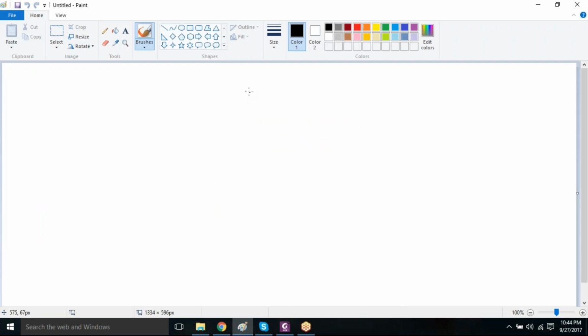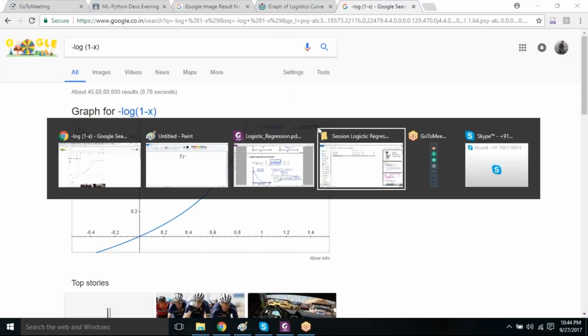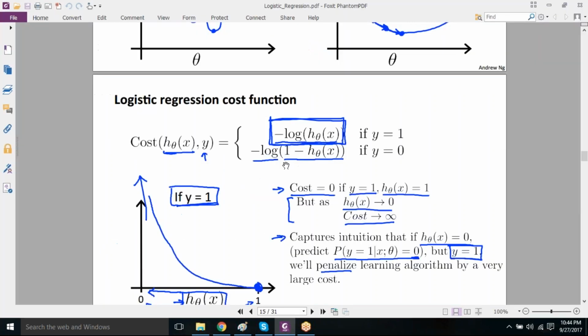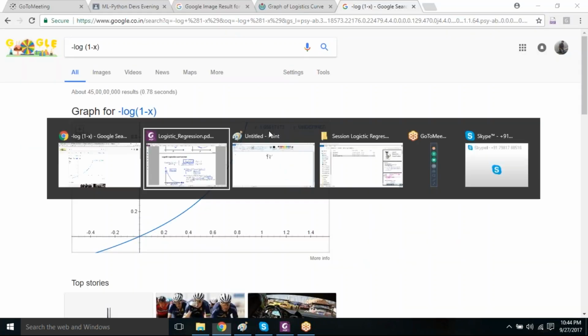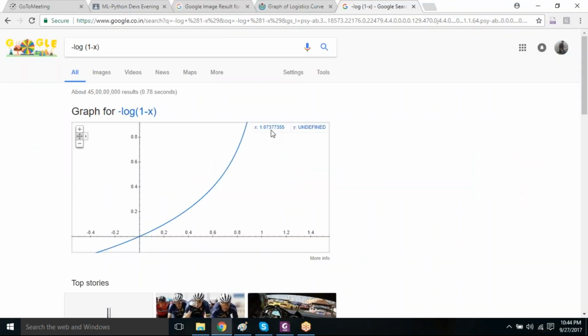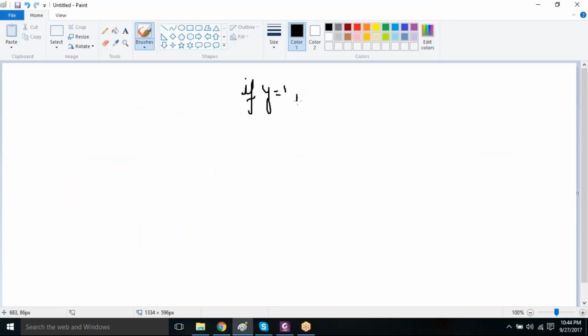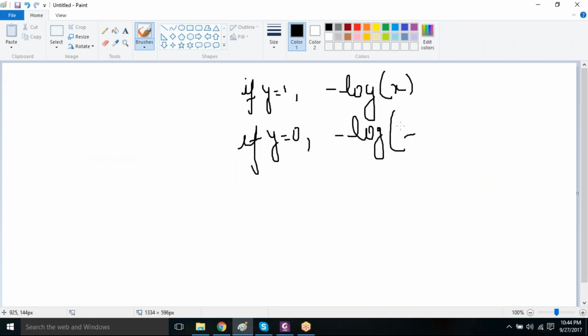Maybe I will make it again. Where is that PDF? Okay. So y equal to 1. If y equal to 1, the error will be considered as minus log of this. And if y is equal to 0, it will be considered as minus log 1 minus this. Sorry, this is not x actually. This is the linear regression model actually.